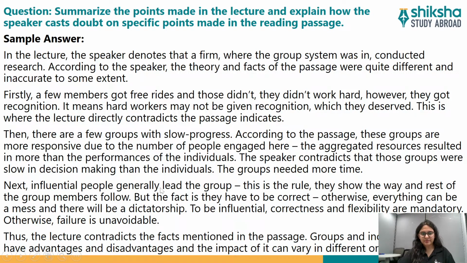Next, influential people generally lead the group. This is the rule that they show the way and the rest of the group members follow. But the fact is that they have to be correct, otherwise everything can be a mess and there will be a dictatorship. To be influential, correctness and flexibility are mandatory, otherwise failure is unavoidable. Thus, the lecture contradicts the facts mentioned in the passage. Groups and individuals both have advantages and disadvantages, and the impact of it can vary in different organizations.